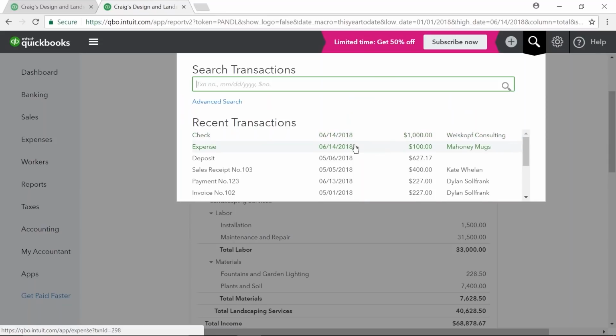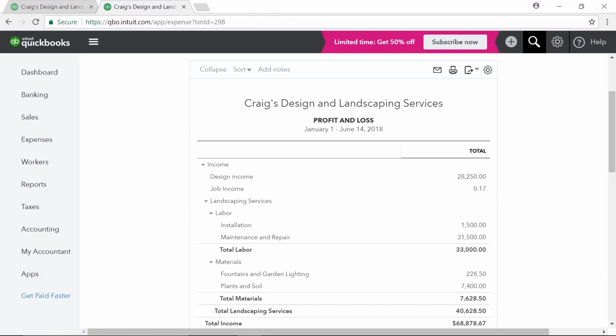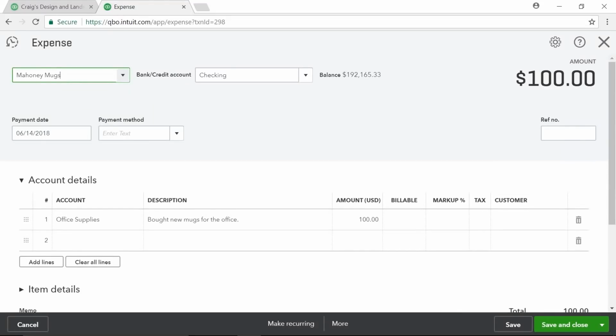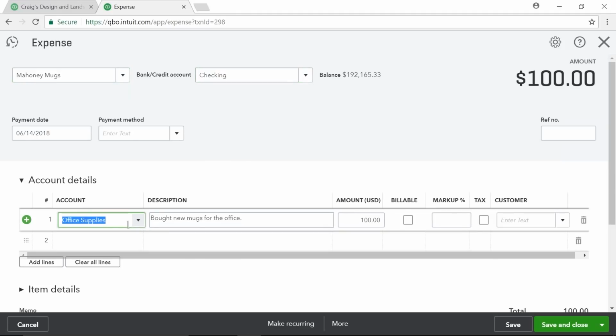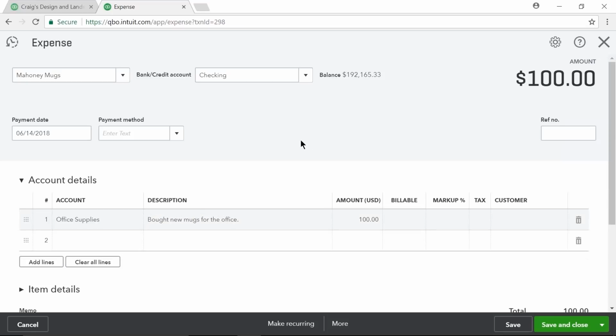This is the expense for office expenses. I'll go ahead and open that one up. Now, whenever we entered this, we didn't have to know anything about debits and credits. All we had to enter is where the money is coming from, where the money is going to. That's it. QuickBooks figures everything else out for us. But there's still a journal entry happening. We're not seeing it, but it's still there.